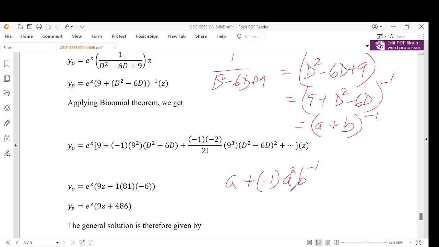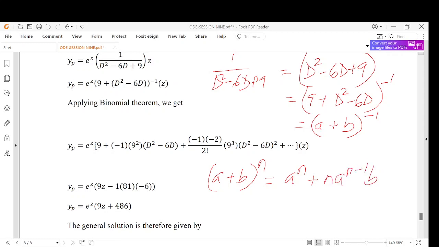Remember, when you have a plus b raised to power n, the first term is a raised to power n, the next term is n times a raised to power n minus 1 times b, the next term is n times n minus 1 divided by factorial 2, then we have a raised to power n minus 2 times b raised to power 2, and so on. So the terms are of that form.